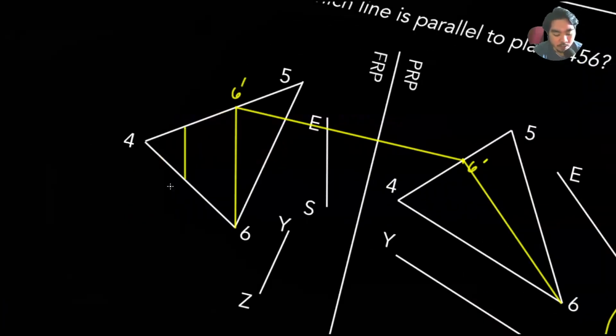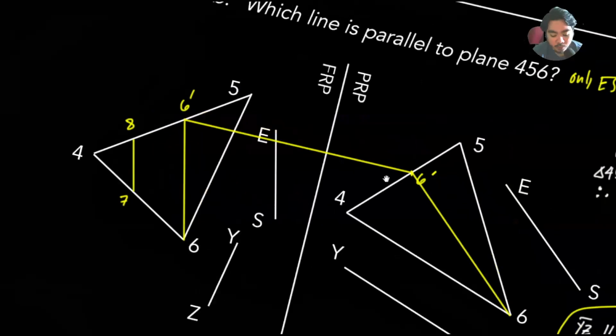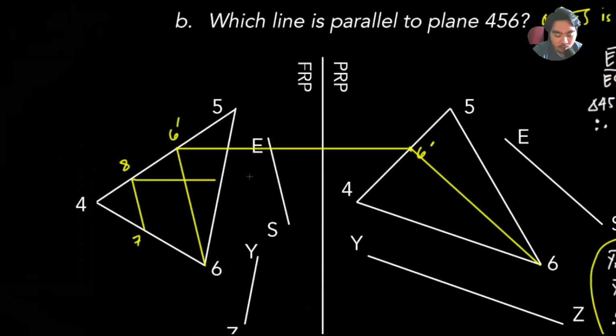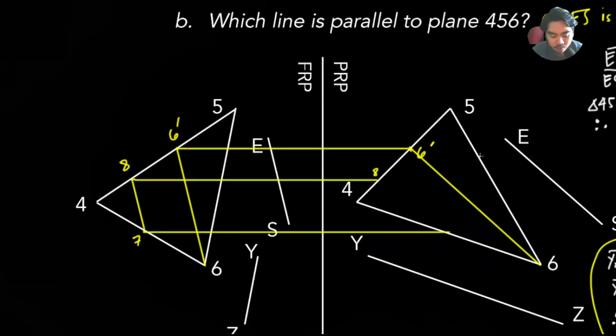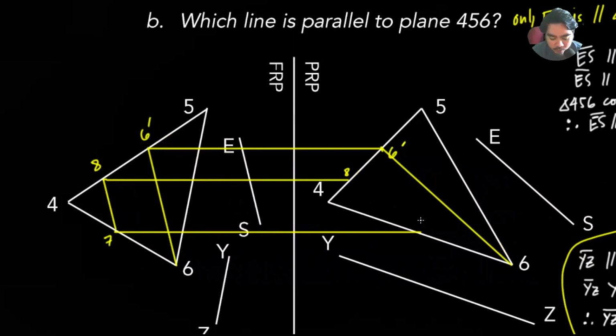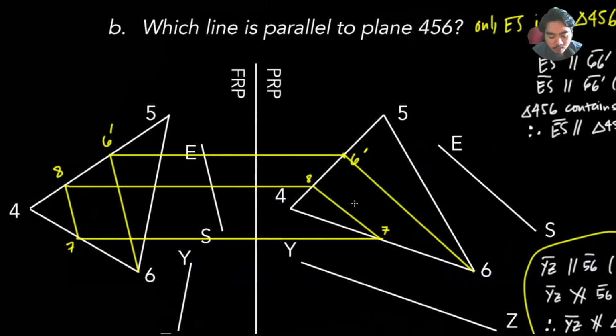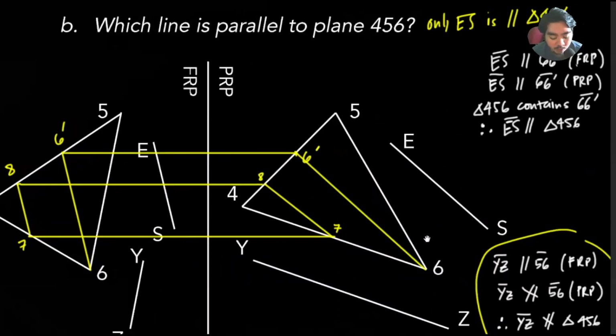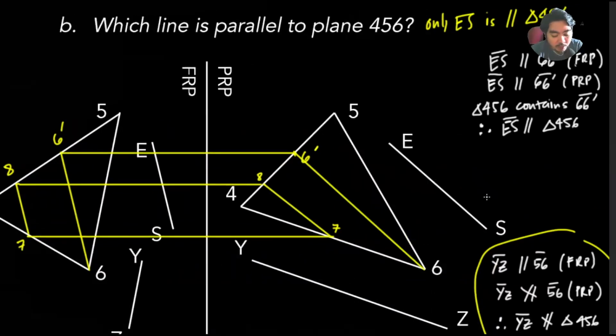And let's just say ito siya is 7, 8. Now let's project 7, 8. Itong 8 na to is contained in 4, 5, and 7 is contained in between 4, 6. Okay? You'll notice that 7, 8 will also be parallel because they are truly parallel to 6, 6 prime, which means also that 8, 7 is truly parallel to ES.